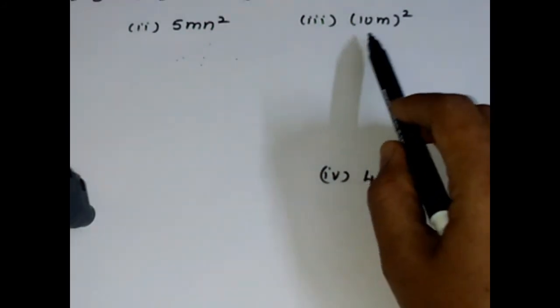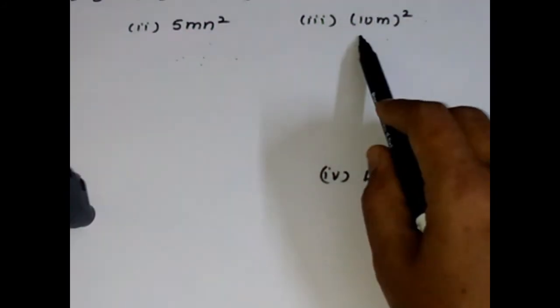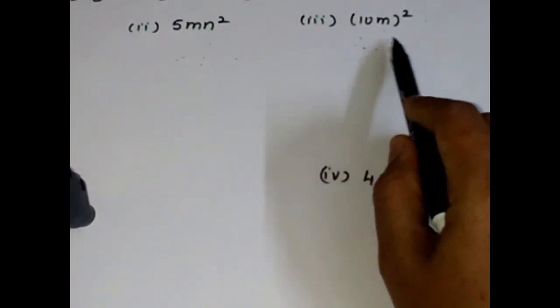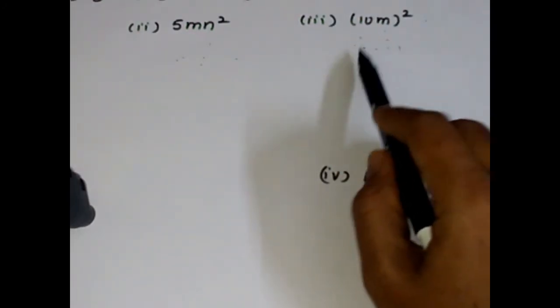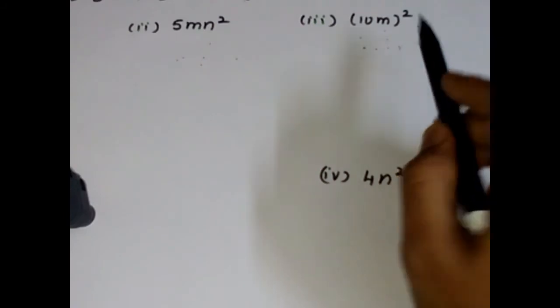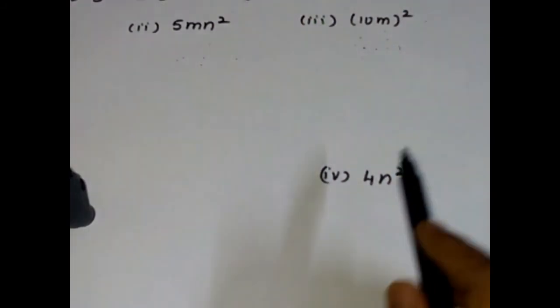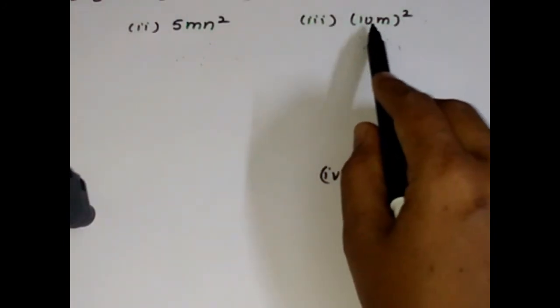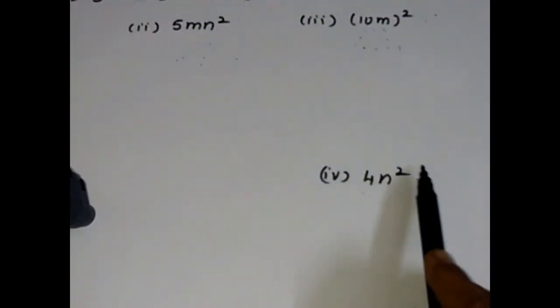Okay. 10m whole square. 10, what is the value of m? M is 3. 10 into 3 whole square. 10 3s are 30. 30 into 30 is 30 square. Next, 4n square. So look at the difference of these two. Here, first 10 into m, later whole square. Here, first n square, then multiplied by 4.